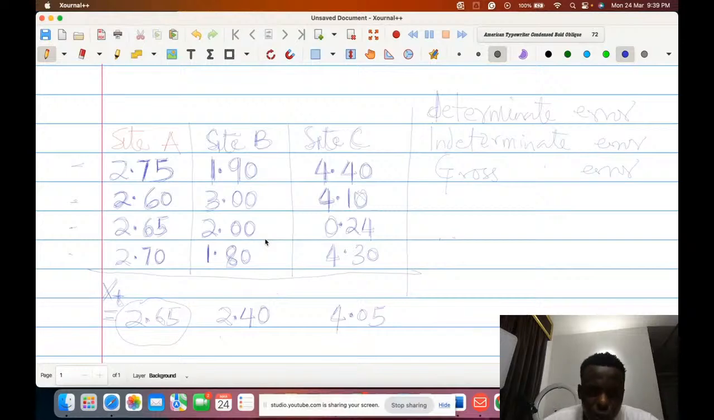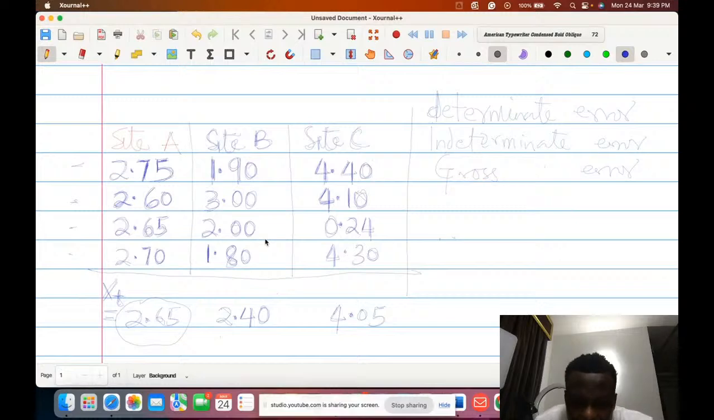So if you are asked to comment on the type of error that is possible in site B, you would say the error in site B is indeterminate error because it is characterized by random variation in magnitude and in direction. That is for site B.